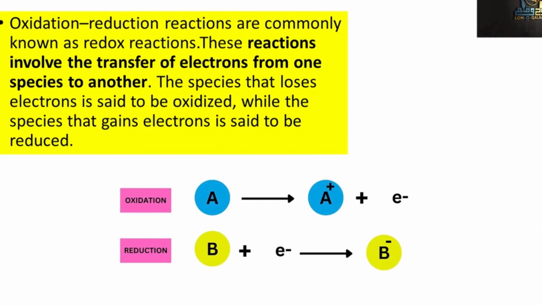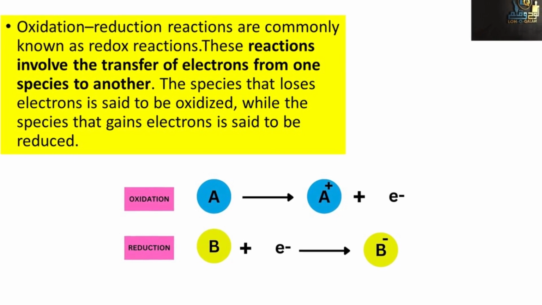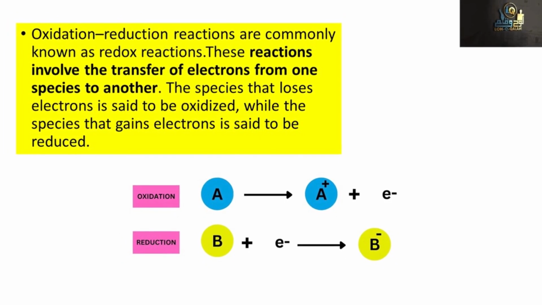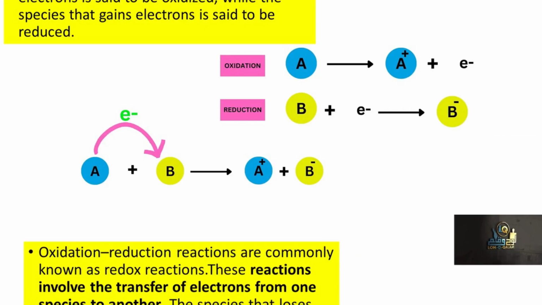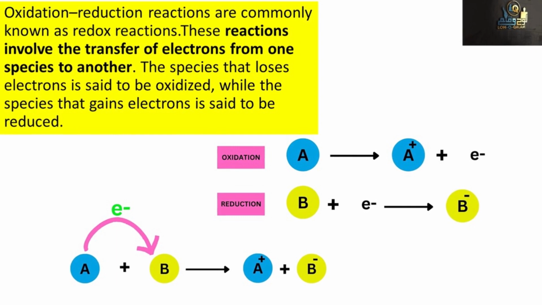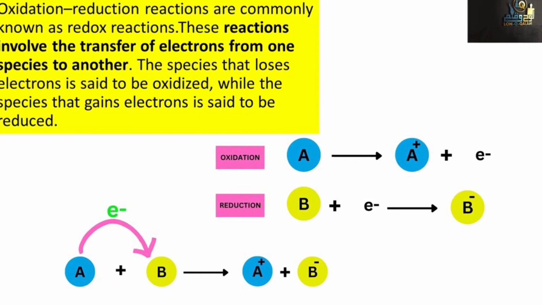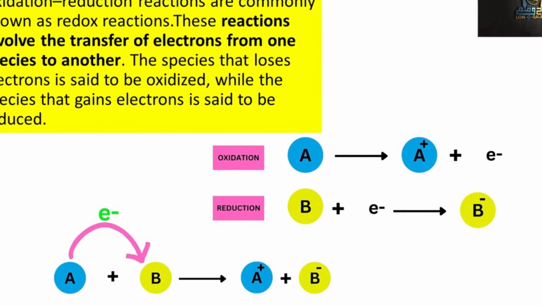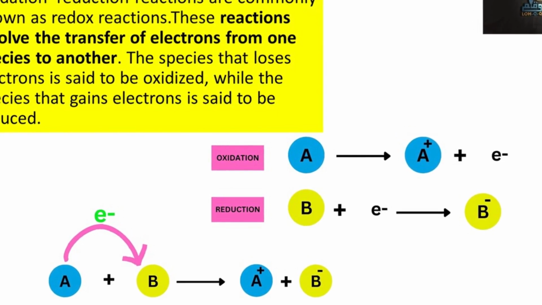For example, in this reaction, A loses electrons and gets oxidized, while species B gains electrons and gets reduced. Overall, an electron is transferred from species A to B because there is a loss and gain of electron in this reaction. It is called a redox reaction.